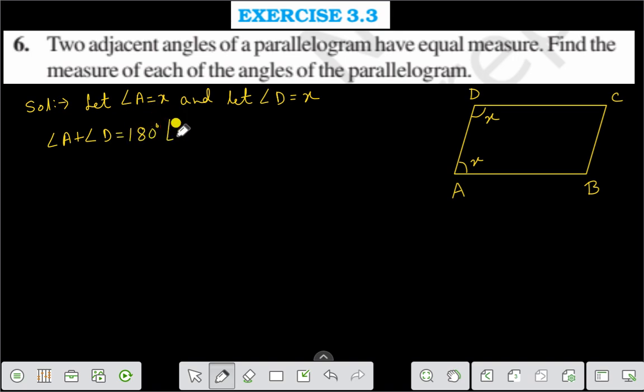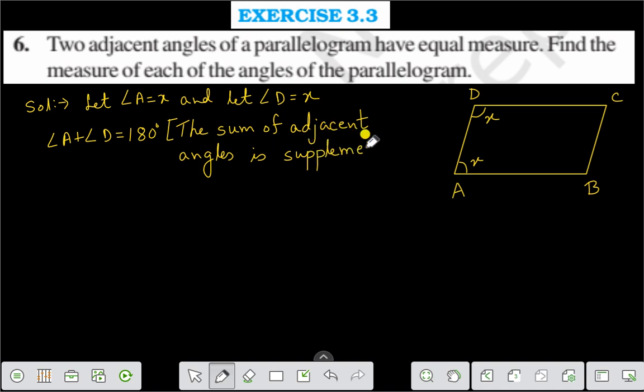The reason is that the sum of adjacent angles of a parallelogram is supplementary. The sum of adjacent angles is supplementary.